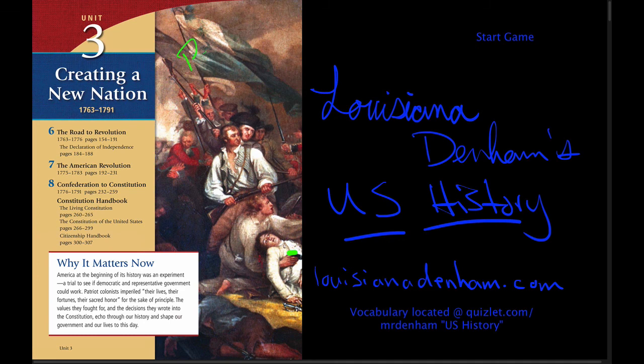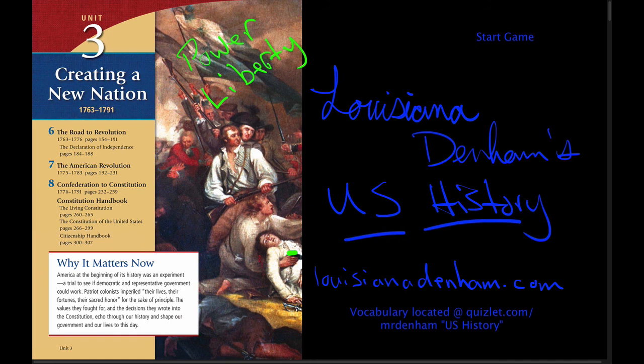A huge theme throughout the next couple of chapters is going to be this theme between power and liberty. Two words that we'll look more at as we go through. We'll begin with the road to revolution. How did we get to the American Revolution? And then we'll see exactly what went on in the American Revolution, the battles that were fought, the decisions that were made, the heroes of our revolution.